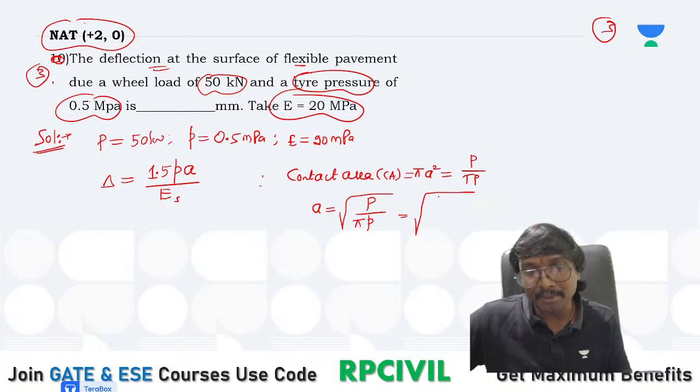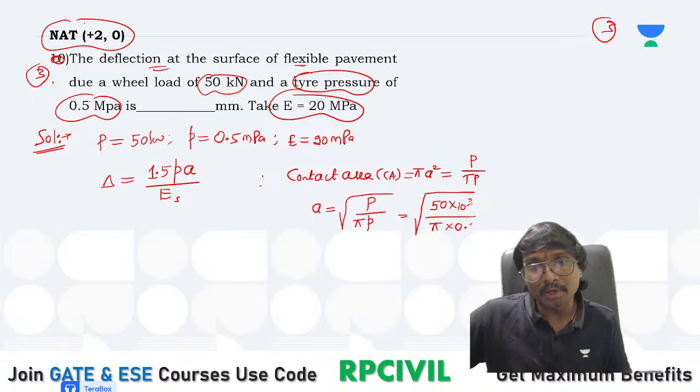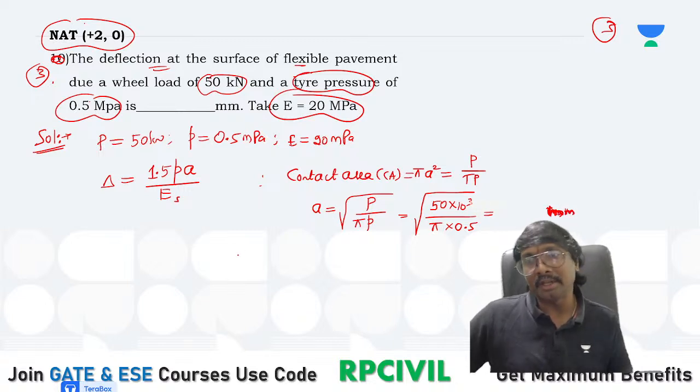Capital P will be how much? 50 kilonewton means 50 into 10 power 3, divided by pi into, what is small p, that is 0.5. So then small a will be equal to some millimeters you will be getting. How many millimeters is that small a? Tell me everyone. Somebody tell me.